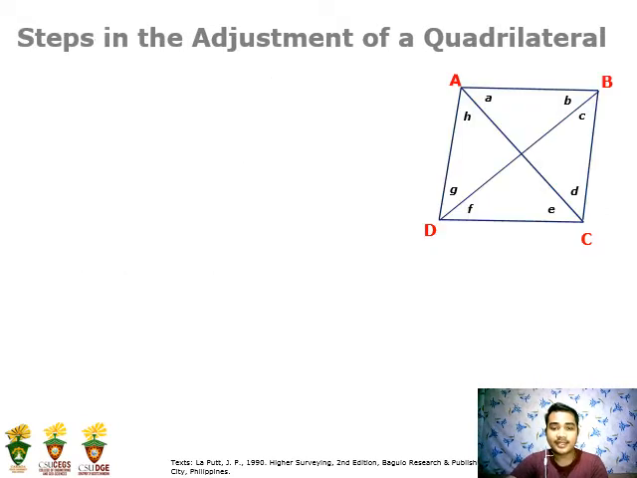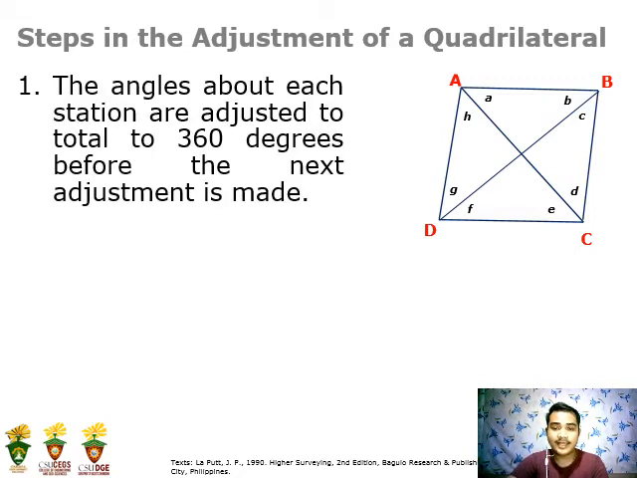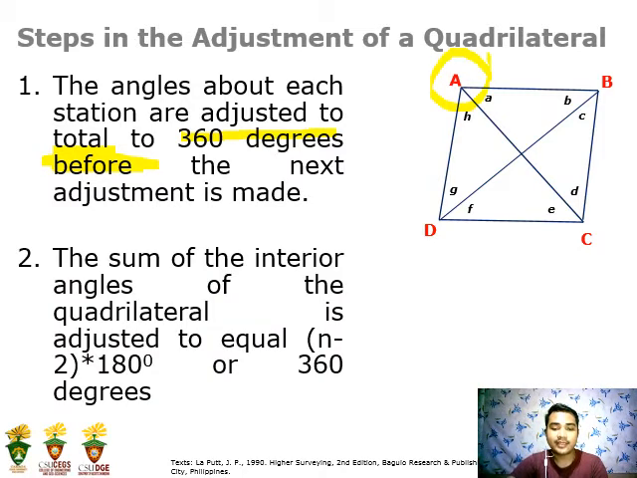So the steps in the adjustment of a quadrilateral. First is the angles about each station are adjusted in a total of 360 degrees before the next adjustment is made. So dapat station adjustment sa una. No? Next is the sum of the interior angles of each quadrilateral is adjusted to equal n minus 2 times 180 or 360 degrees.